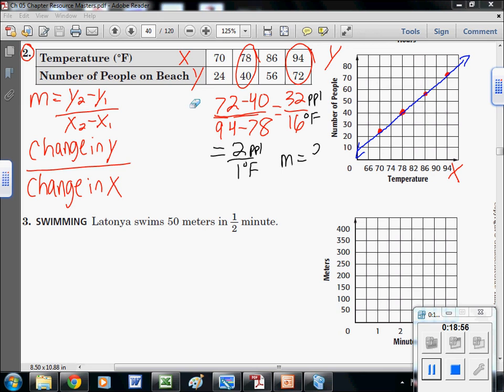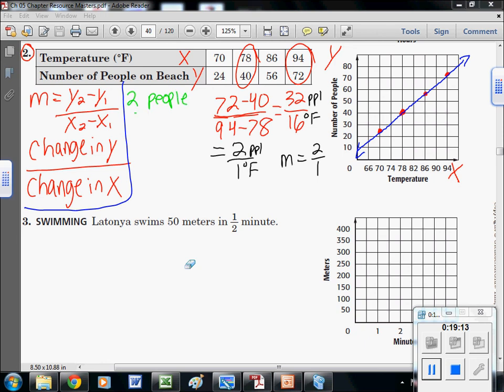The slope of this line, if you just wanted to find the slope, you would just say m equals 2 over 1. That's the slope. But when it asks us to interpret it, that's what we can do. When we go to interpret it, we can now say what that means, which is what we learned last class.